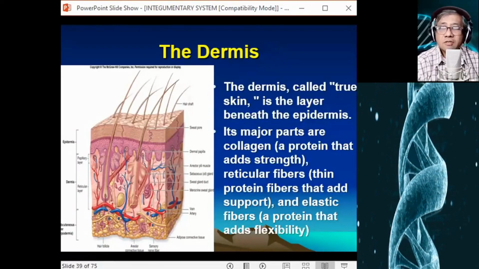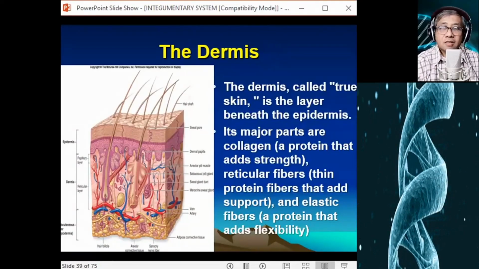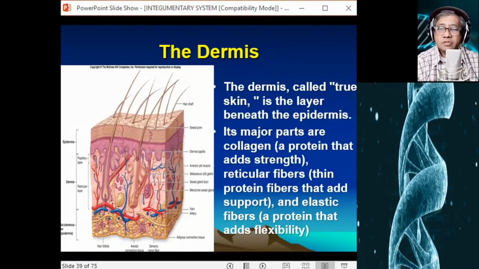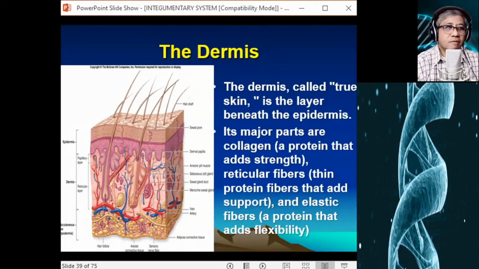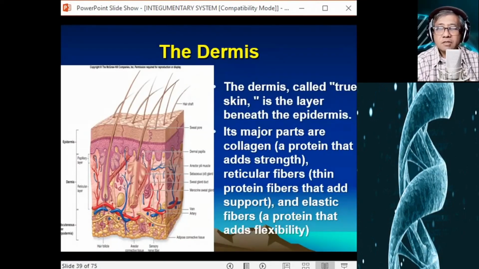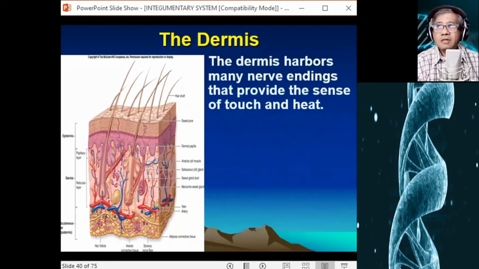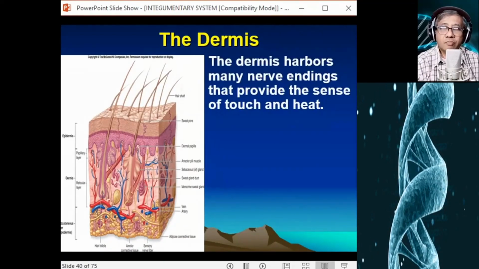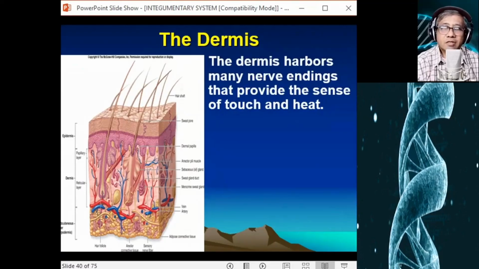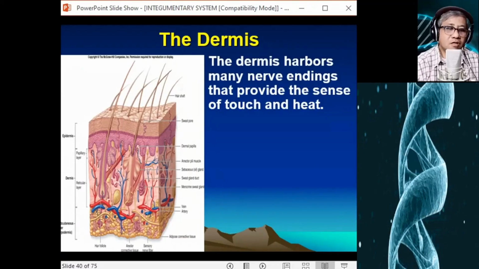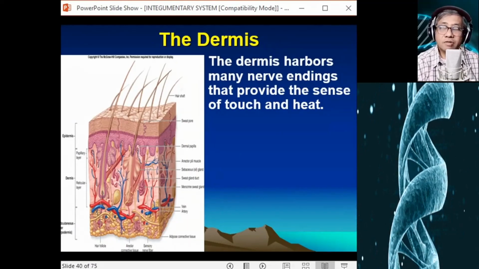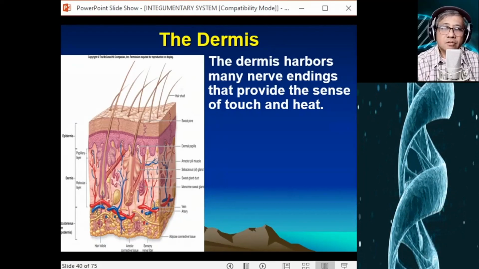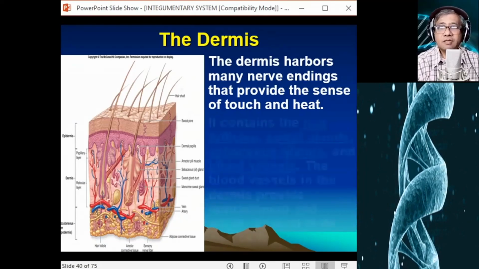So, we have the following fibers that make up the dermis. So, we have collagen. Okay, that adds tensile strength to the dermis. Then we have reticular fibers and elastic fibers that aid in the flexibility of the tissue. Okay, the dermis also has many nerve endings that provide the sense of touch, and these nerve endings can also detect changes in temperature. That makes our skin a sense organ. So the dermis has many of these nerve endings.